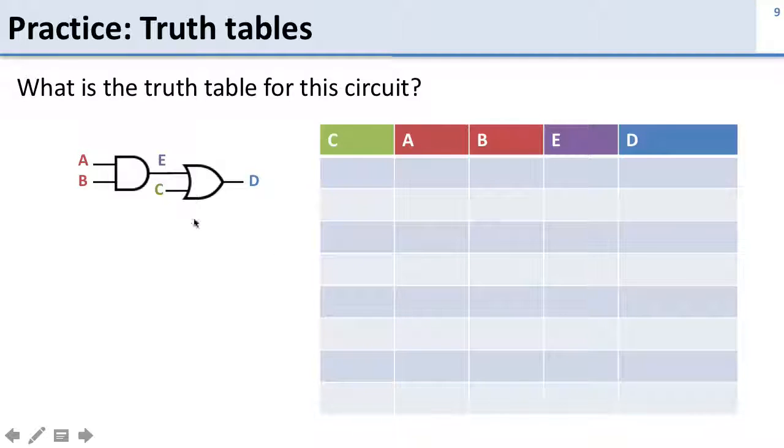Here's another truth table. So this is the circuit that has 3 inputs, A, B, and C, an intermediate value E and an output D. So what's the truth table for this circuit? Now note this E here, this is sort of an intermediate value. It's not an output of the circuit directly.